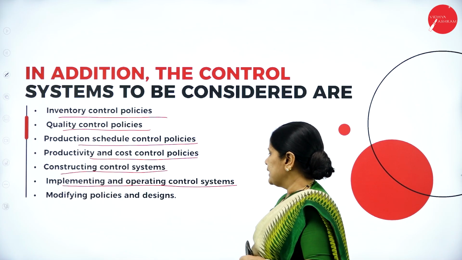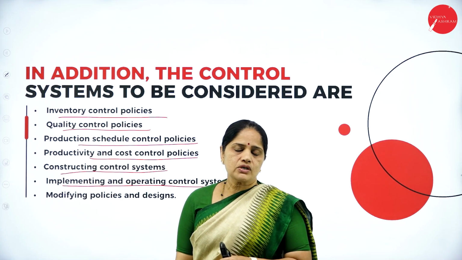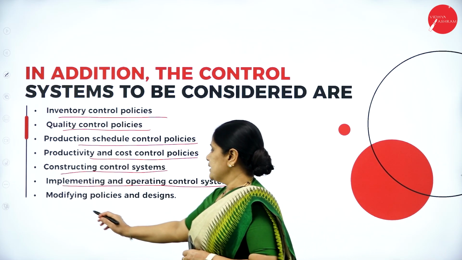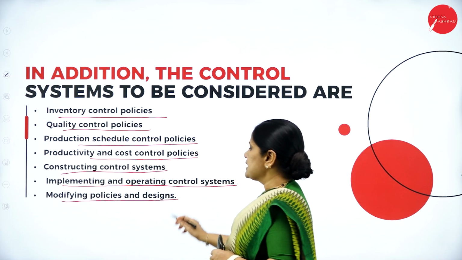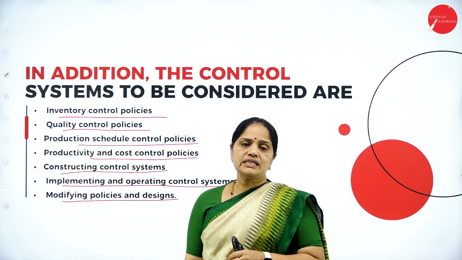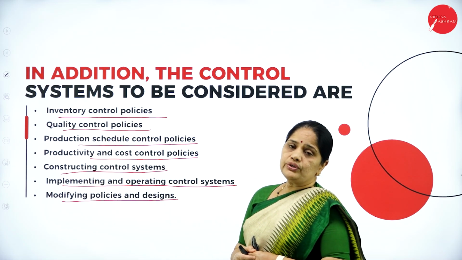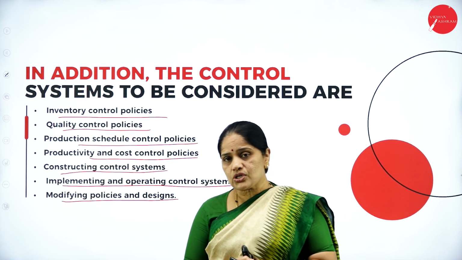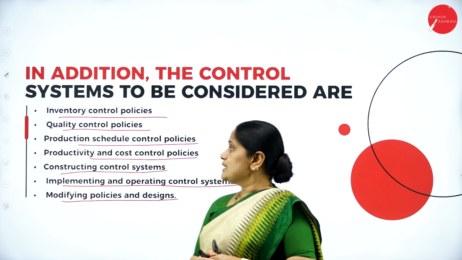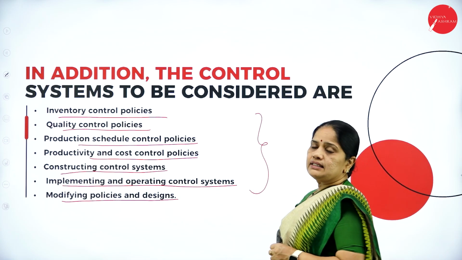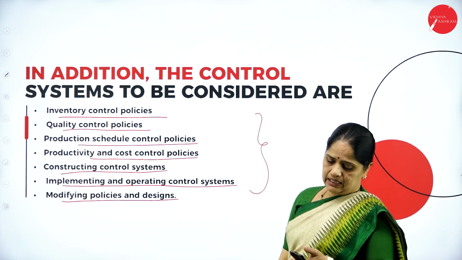Implementing and operating the control system. So whatever is the control system, you implement it and operate it. Modifying policies and designs. So whatever designs you have and whatever policies you have, you keep modifying them based on the situation. So these are all the control aspects to be considered in the production planning and control.